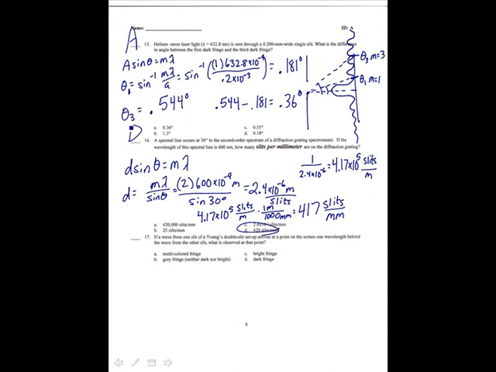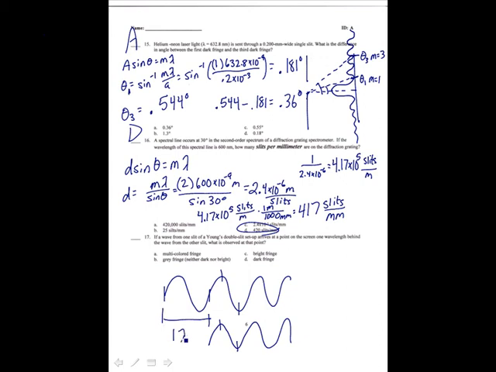Alright, if a wave from one slit of a Young's double slit setup arrives at a point on the screen one wavelength behind the wave from the other slit, what is observed at that point? Alright, so let's say we have these two waves. There's your one wave. This is a wavelength. So they're going to be separated by a wavelength. But when they're separated by a wavelength, the peaks still line up with the peaks, and the troughs still line up with the troughs. So these are separated by one wavelength, but you still get a bright fringe. It's because you still get constructive interference.